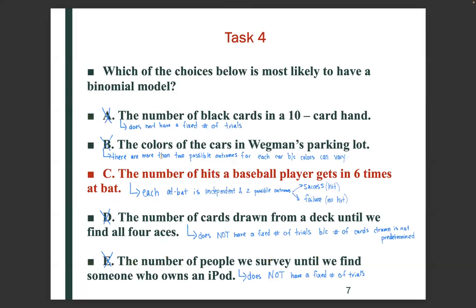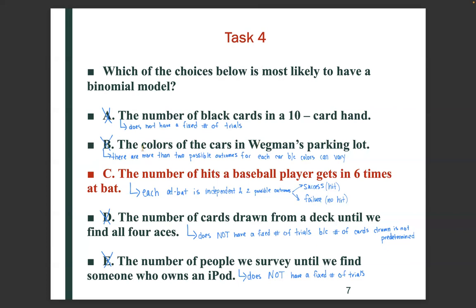And the last task is to choose which of the choices is most likely to have a binomial model. So let's look at A, the number of black cards in a 10-card hand. This does not follow a binomial model because there is not a fixed number of trials. In order for there to be a binomial model, there has to be a fixed number of trials. So A is out.